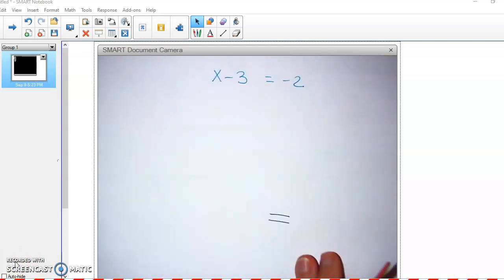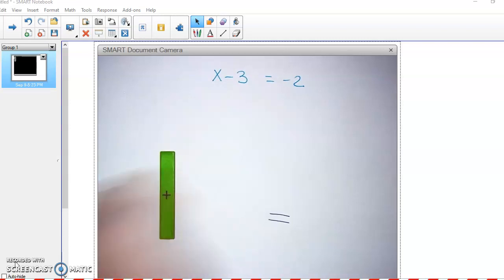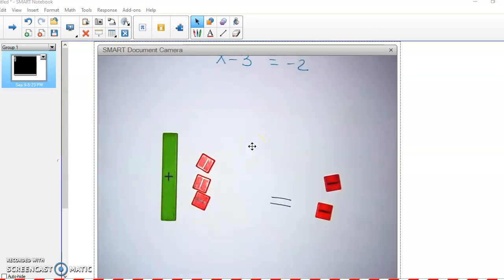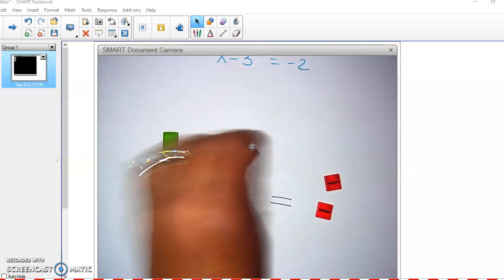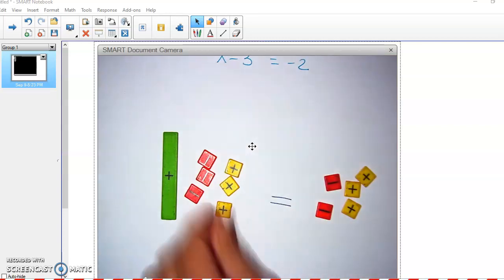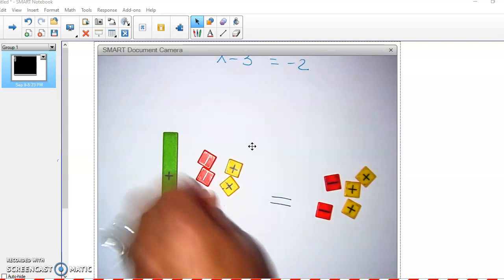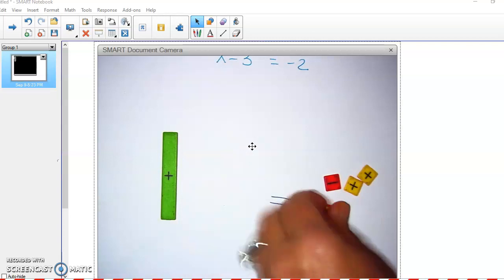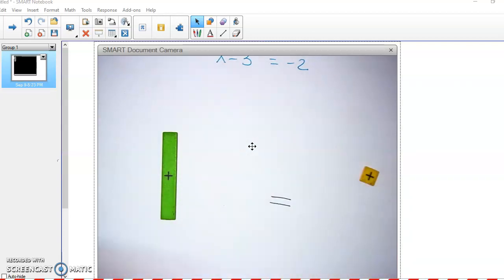Okay, so the next problem we're going to do is x minus 3 equals negative 2. So we're going to model it. So x minus 3 equals negative 2. Okay, so we want to isolate that variable. So if this is a minus 3, we're going to add 3 to this side. And whatever you do to one side, you do to the other. Now we're going to create our 0 pairs. And x equals 1.